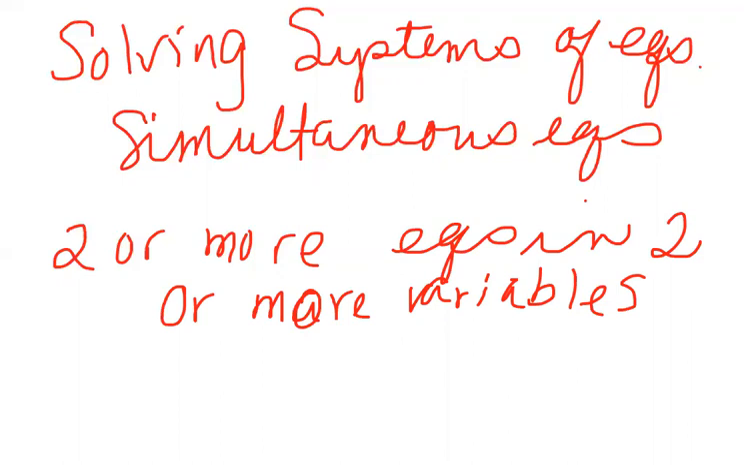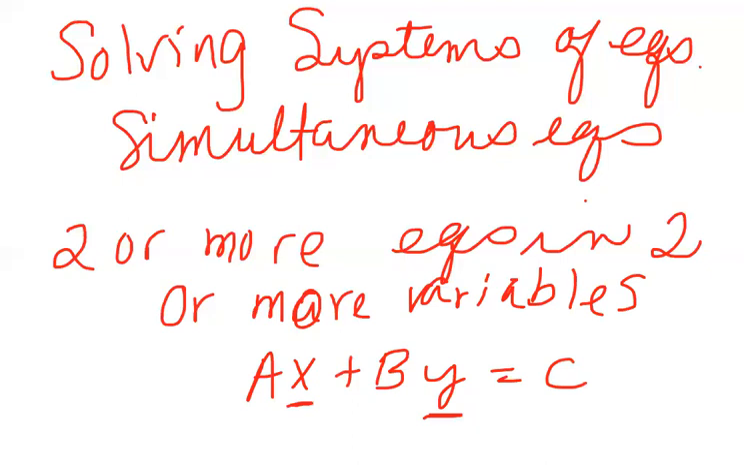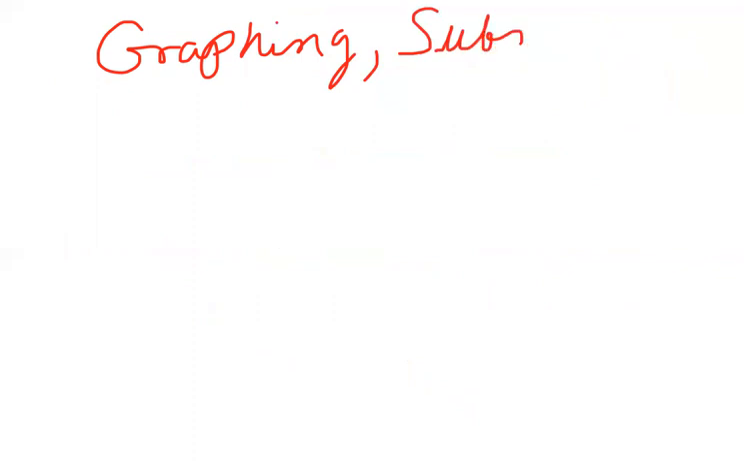For these type of equations, you might see something like this, guys: AX plus BY equals C. You will notice there's an X variable and a Y variable, so they're basically linear equations. Some of the methods I am highlighting to solve these simultaneous equations or systems of equations are graphing, substitution, and of course, everybody's favorite, elimination.